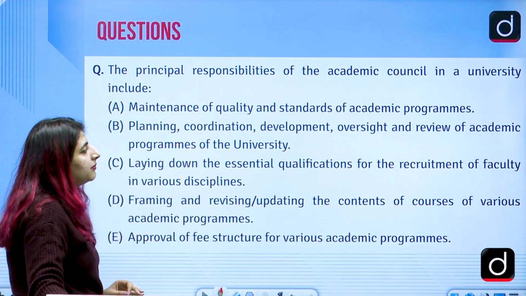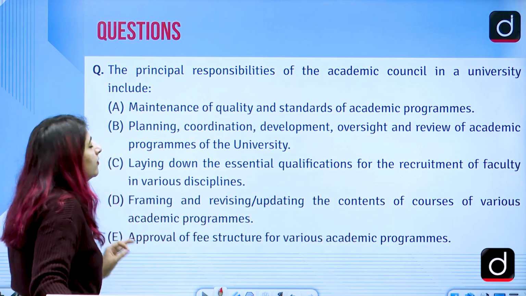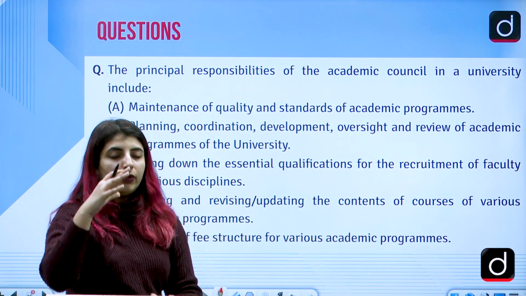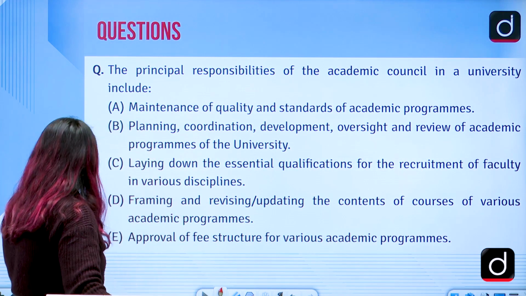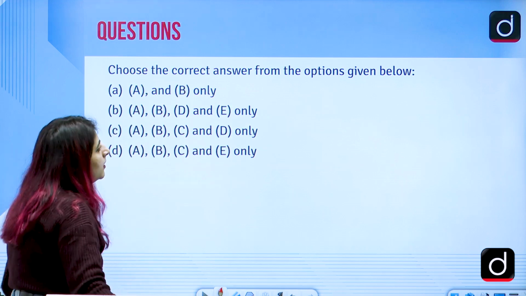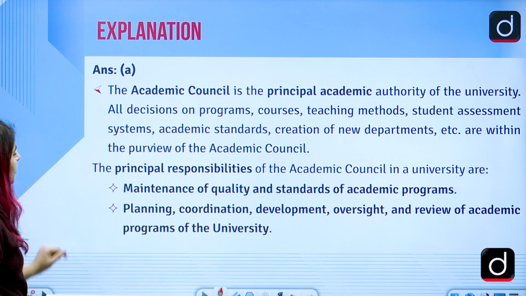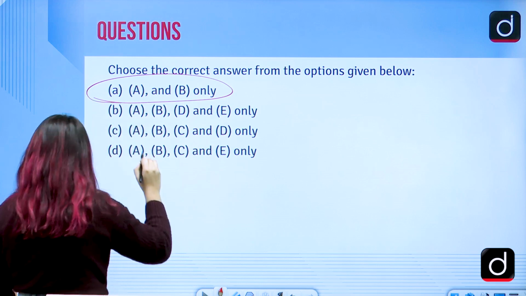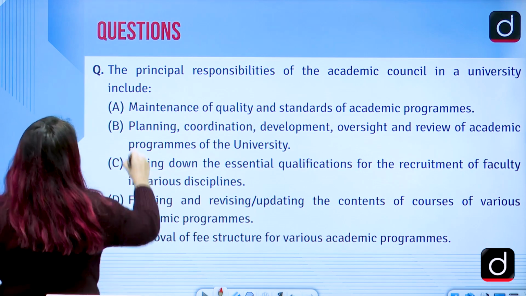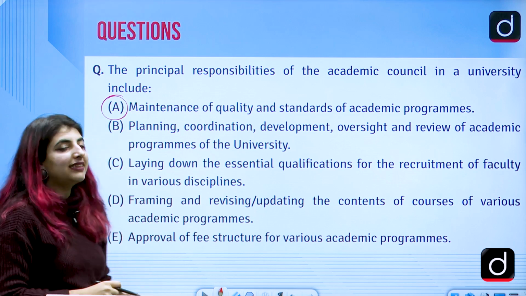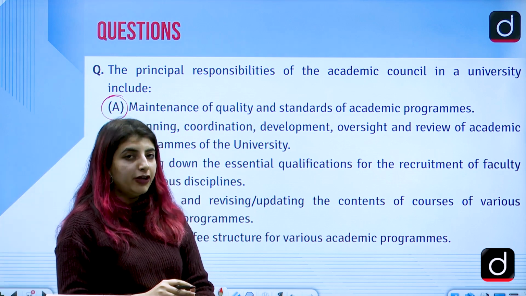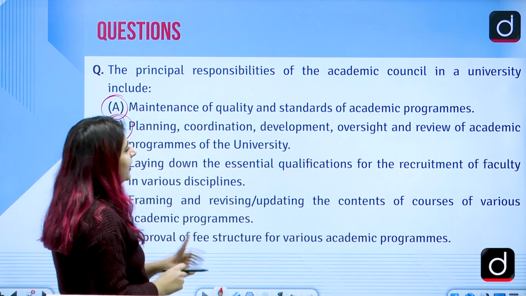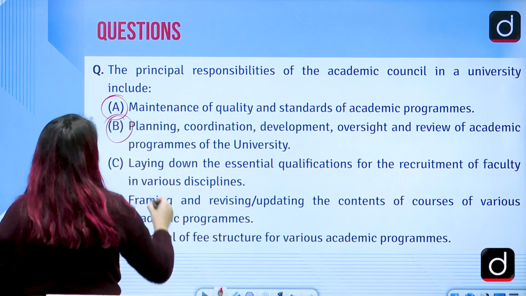The principal responsibilities of the academic council in a university include what? Pause your screens because it is a larger, lengthier question. You can see and then choose from the options again. The answer to this question is option A, which means that we have A and B as the correct answer. Let's read what we have in A. In A, we have maintenance of quality and standards of academic programs. This is the responsibility of the academic council. B is planning, coordinating, development, oversight and review of academic programs of the university.